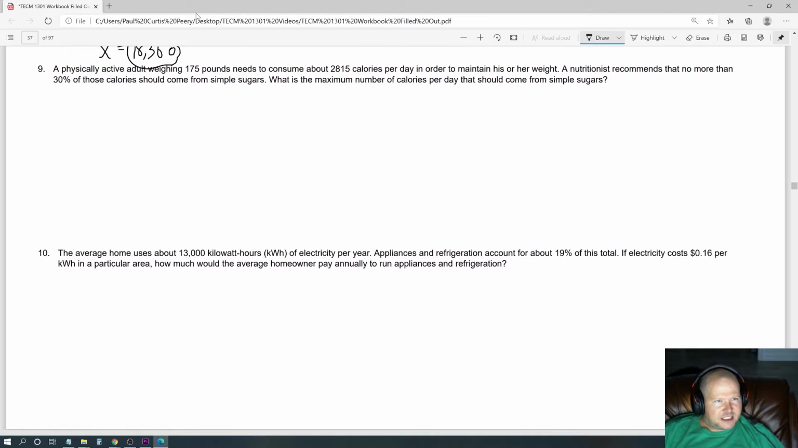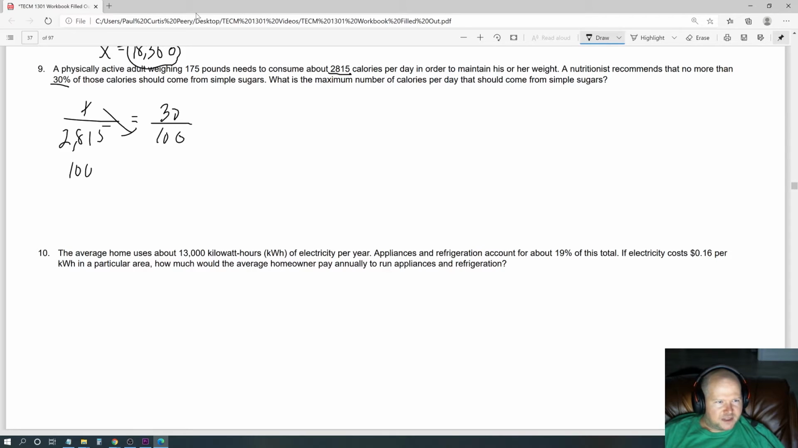A physically active adult weighing 175 pounds needs to consume about 2,815 calories per day in order to maintain his or her weight. A nutritionist recommends that no more than 30% of those calories should come from simple sugars. What is the maximum number of calories per day that should come from simple sugars? Okay, so we're looking for the part of the 2,815 that can come from simple sugars. We know it's 30 out of 100.